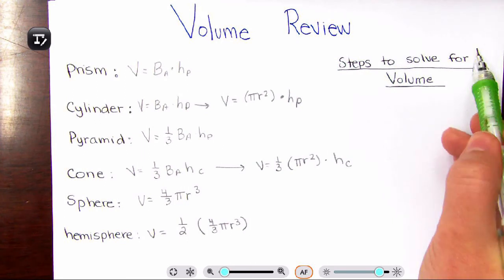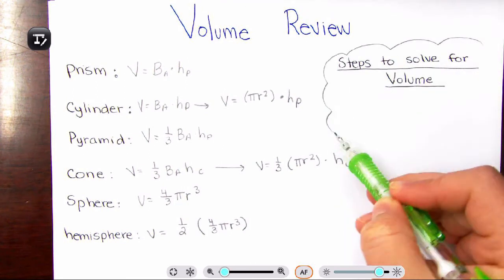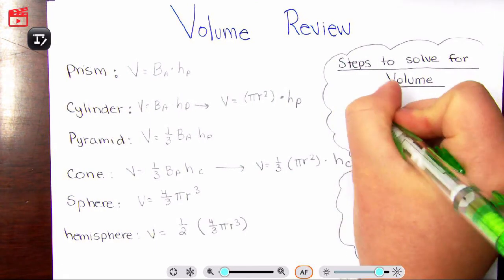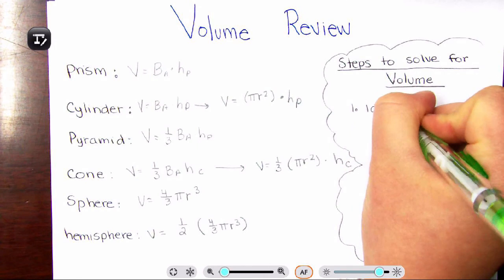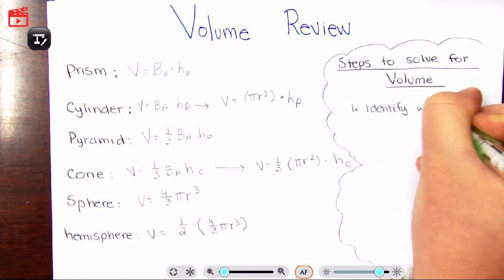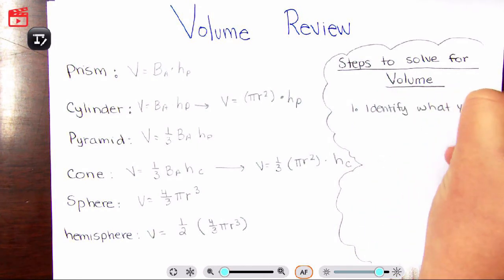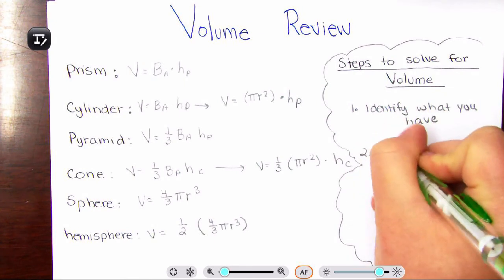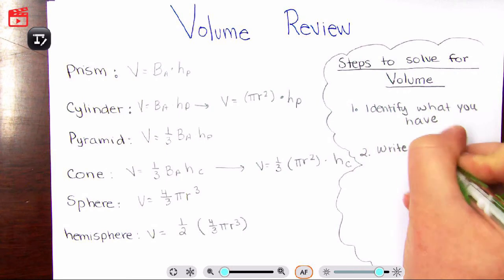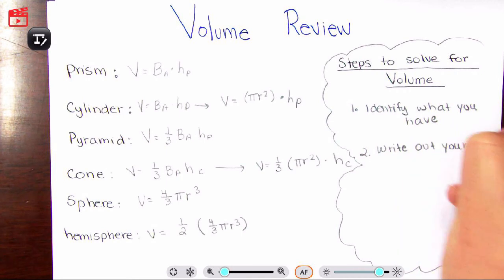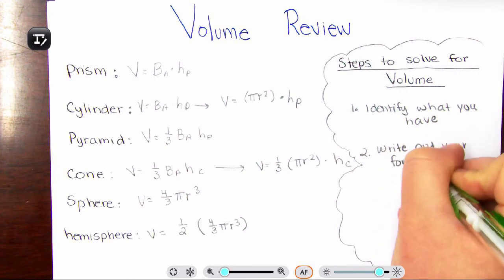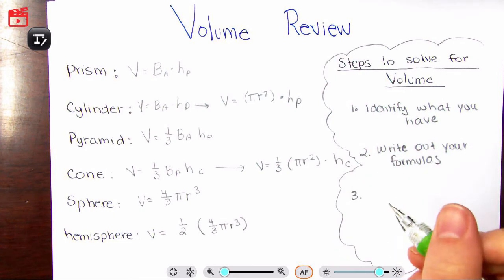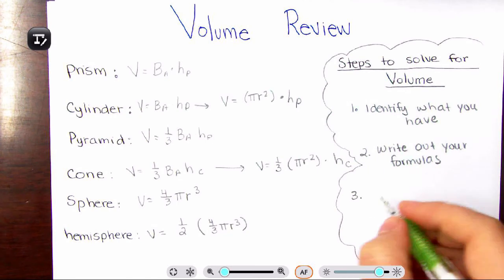Steps to solve for volume. I'm going to put this in a thinking bubble to separate them. Step number 1 is always identify what you have. Step number 2 is always write out your formulas. Step 3 is solve.